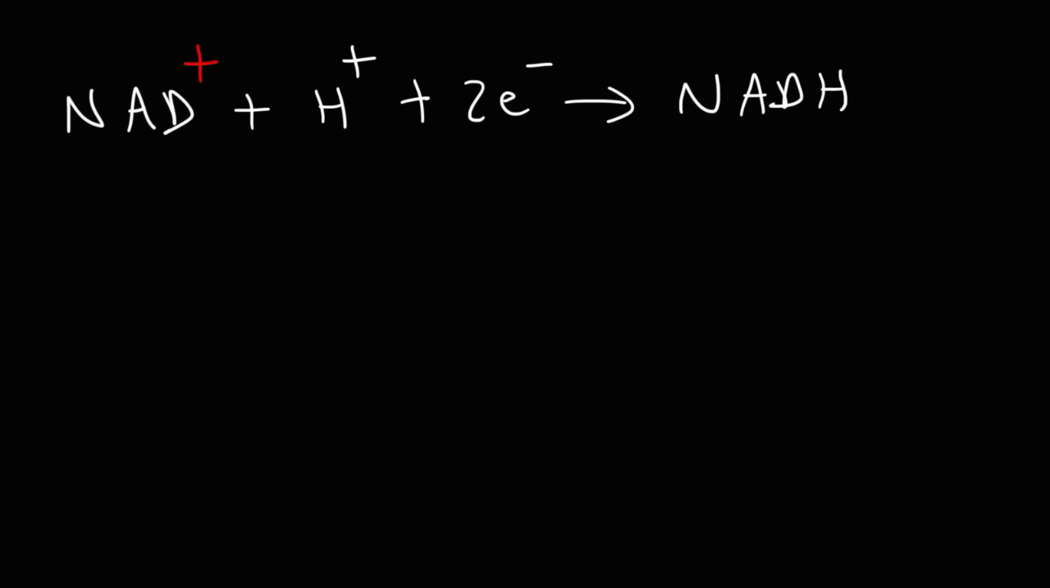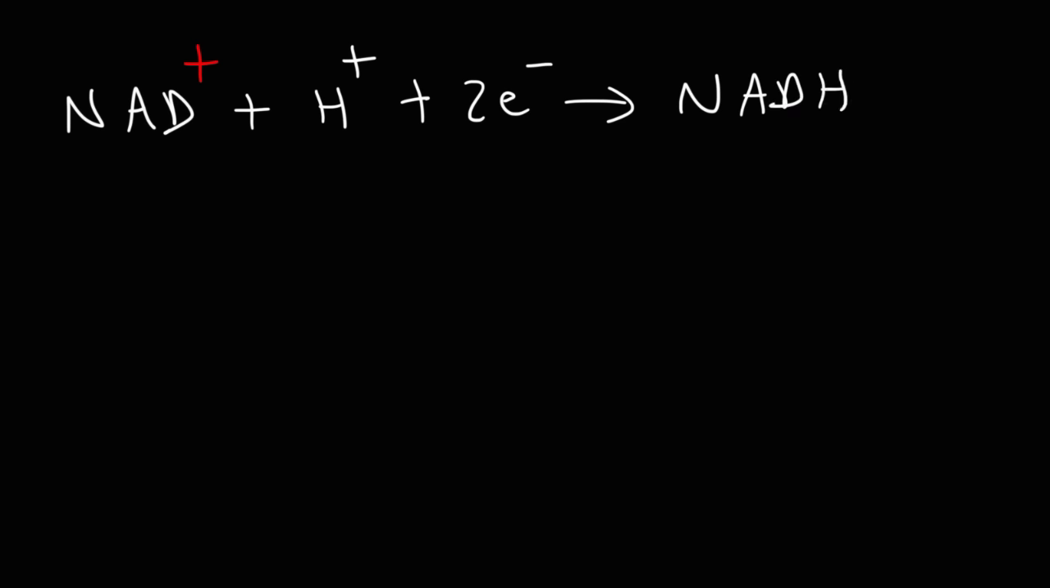Now for B, the investment phase of glycolysis yields four ATP molecules per one molecule of glucose. This is true. Keep in mind, the payoff phase, we need to put in two ATP molecules. The payoff phase is the first five reactions of glycolysis. In the investment phase, that is the last five reactions of glycolysis, four ATP molecules are generated, giving us a net of two ATP molecules per glucose molecule.